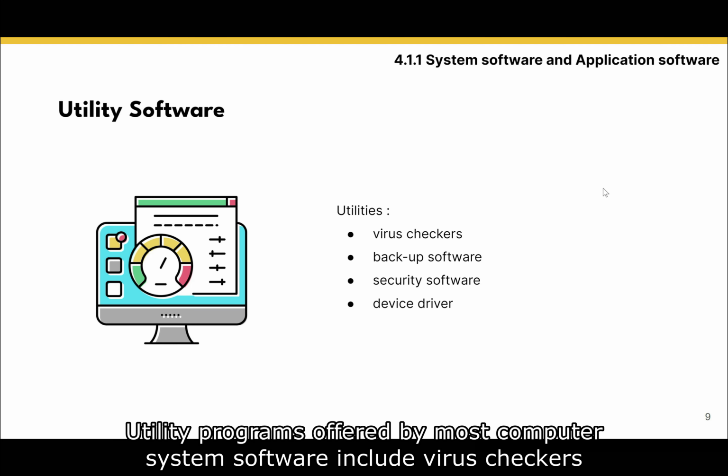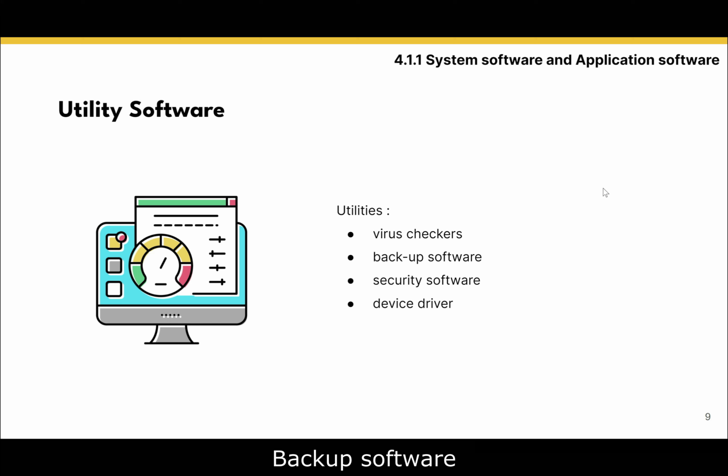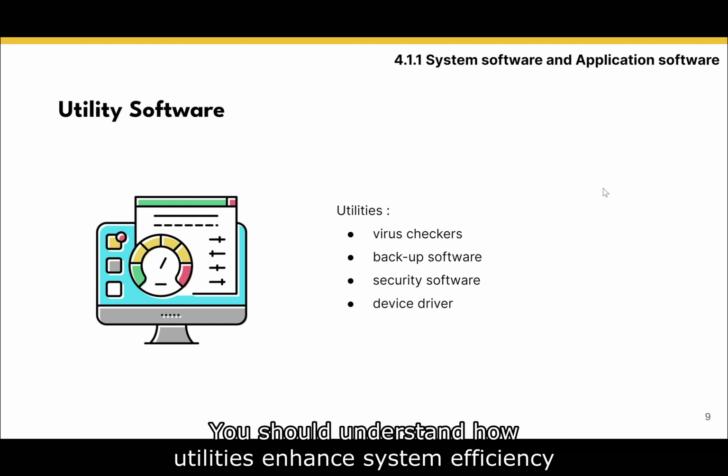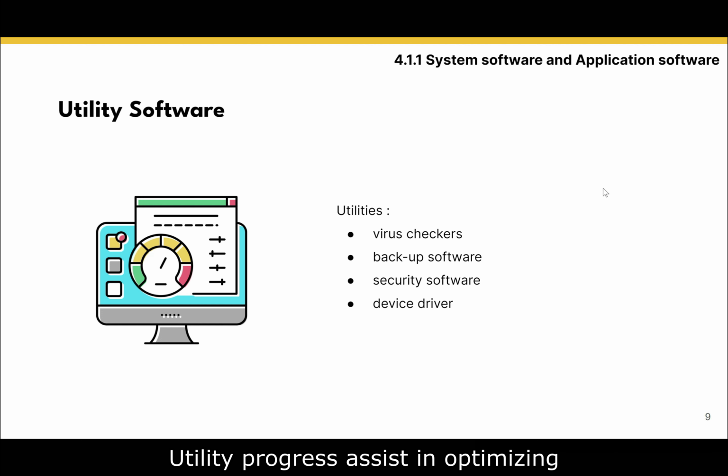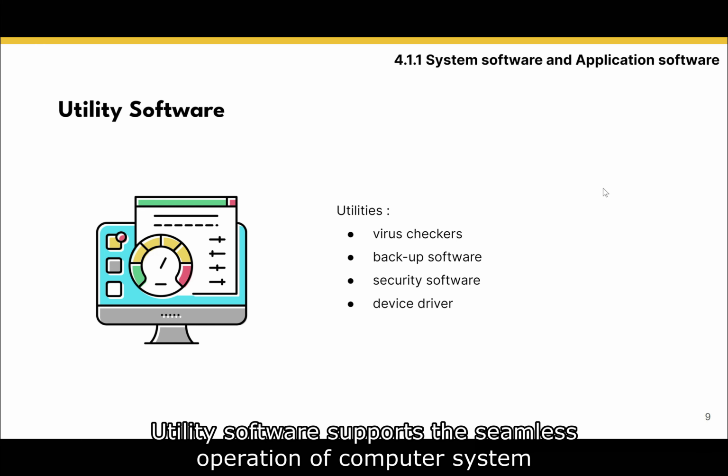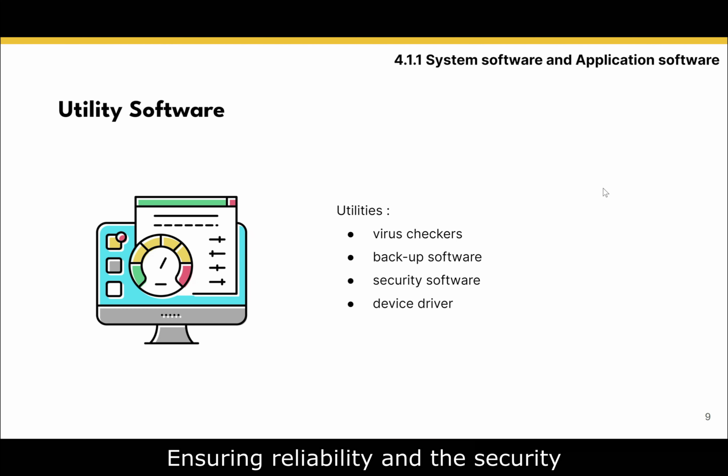Utility programs offered by most computer system software include virus checkers, backup software, security software, and device drivers. You should understand how utilities enhance system efficiency, protection, and data recovery processes. Utility programs assist in optimizing and maintaining system performance through various tasks. Utility software supports the seamless operation of computer systems, ensuring reliability and security.